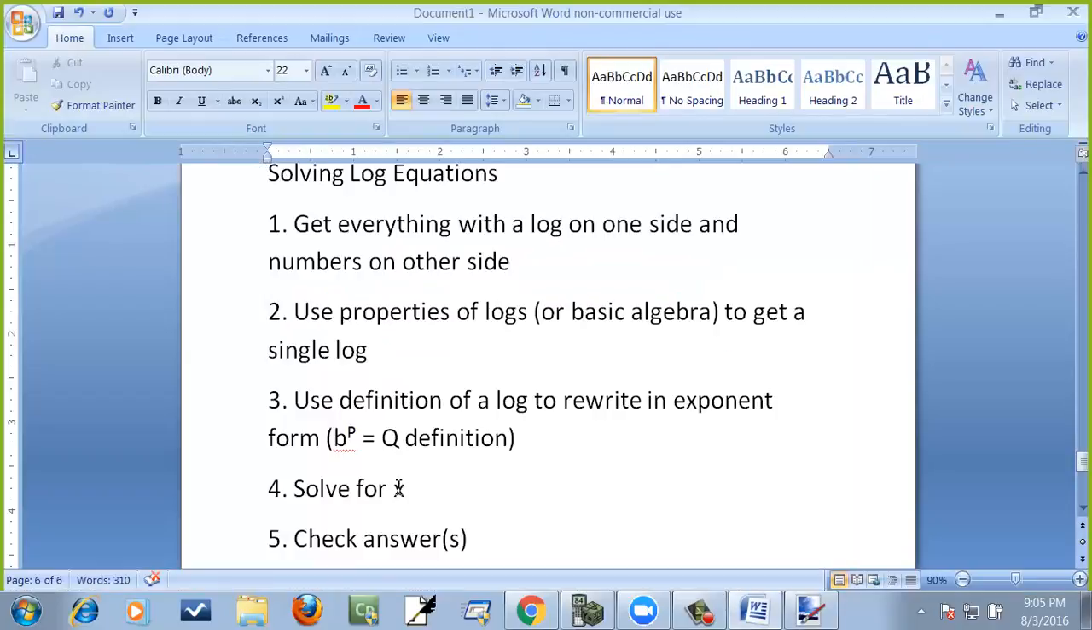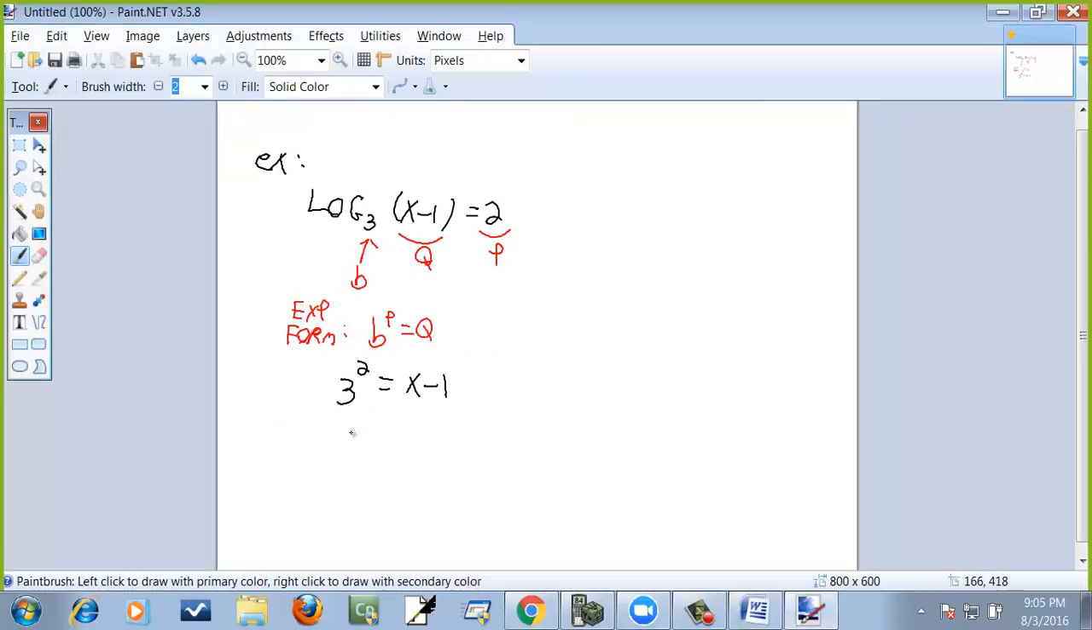And then step 4, solve for x. 3 squared is 9. Take negative 1 over, becomes a positive 1. And we get x is equal to 10, maybe. We have to check it. We have to make sure it doesn't cause log of 0 or log of a negative number. Well, if I put 10 up here, 10 minus 1 is 9. That's not 0, it's not negative. So that's our answer.